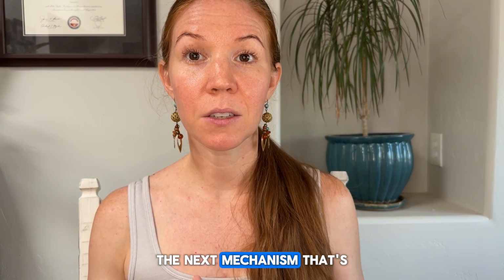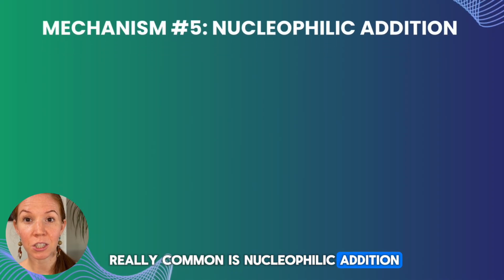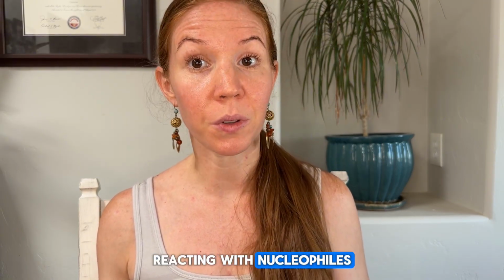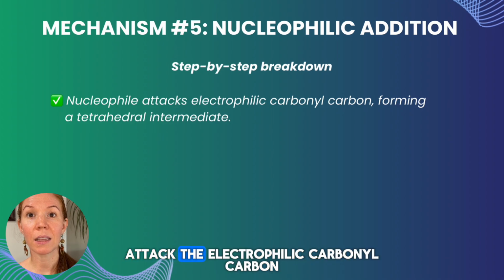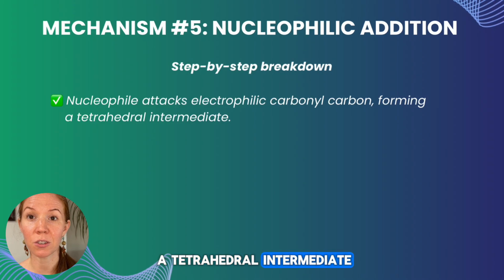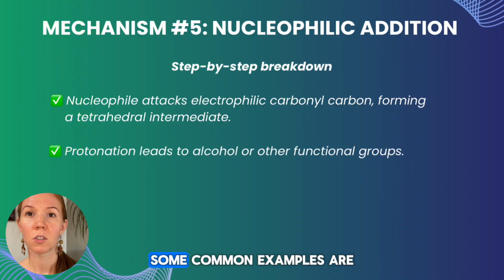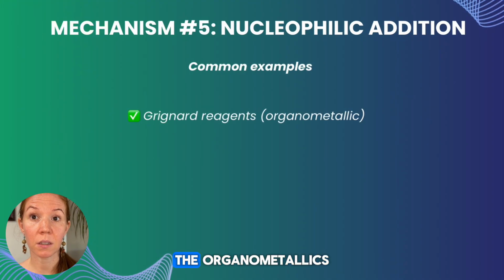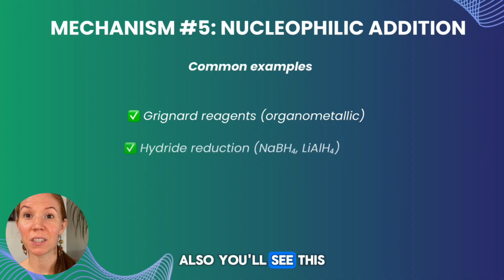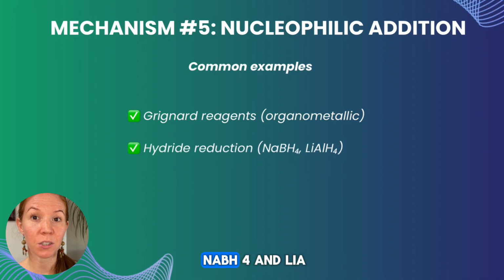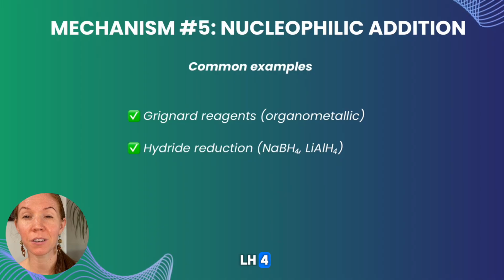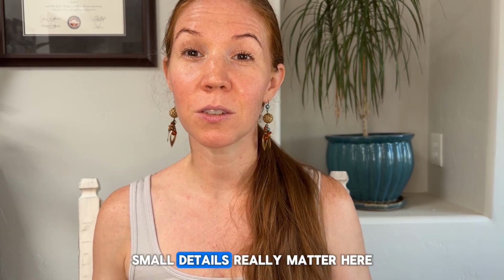The next mechanism that's really common is nucleophilic addition. This is commonly seen with aldehydes and ketones reacting with nucleophiles. The nucleophile is going to attack the electrophilic carbonyl carbon. It's going to form a tetrahedral intermediate. Protonation then leads to an alcohol or another functional group. Some common examples are Grignard reagents, the organometallics. Also, you'll see this in hydride reduction with NaBH4 and LiAlH4. Always watch the order of addition and protonation. Small details really matter here.